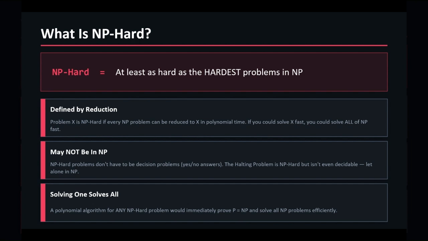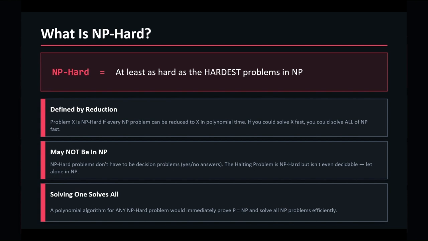Here's the critical subtlety where many people get confused. NP-hard problems do not have to be in NP. Remember, NP requires that solutions can be verified in polynomial time. Some NP-hard problems don't even have solutions you can check efficiently. The classic example is the halting problem. Given a program, will it ever stop? That's NP-hard. But you can't even verify a solution efficiently. So it's not in NP at all.